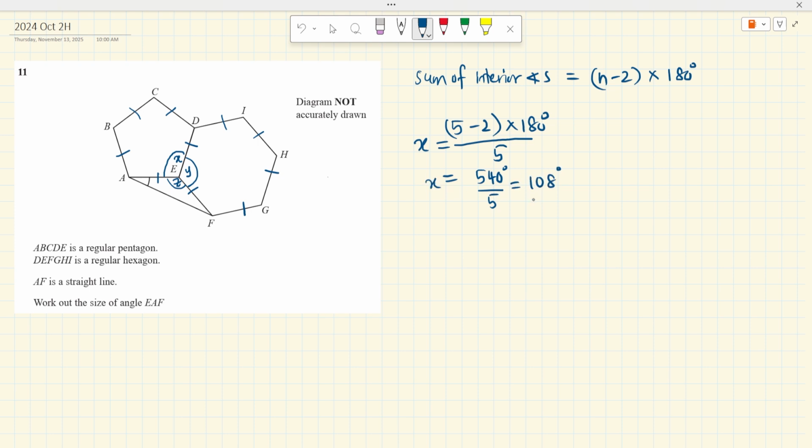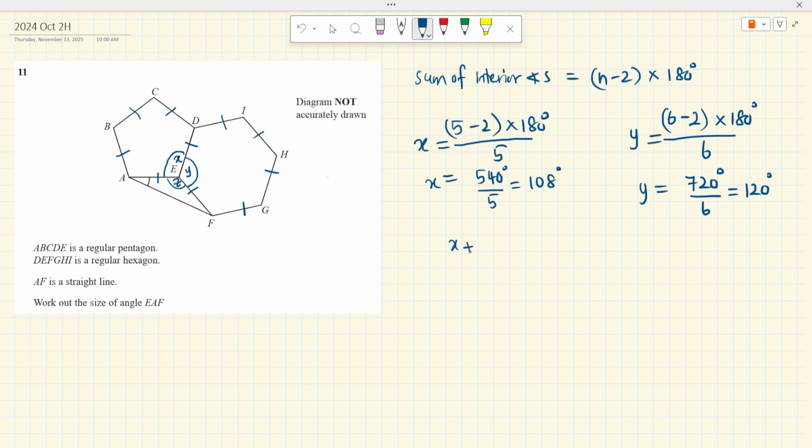So x equals 108. And if you take a hexagon, it is 6 minus 2 times 180. This is the sum of all the angles. If you want one angle, then we have to divide this by 6. That equals the interior angle of the hexagon, that is y. 6 minus 2, that is 4. 4 times 180, that is 720. Divided by 6, 120. That is y.